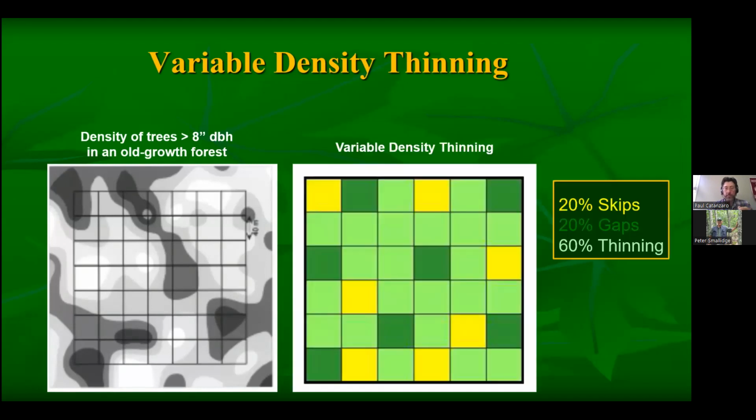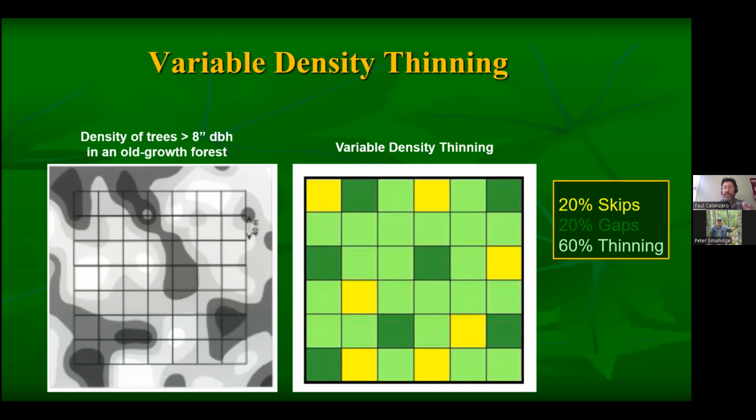If we were to use the variable density thinning approach, then what we could do is designate 20% of that area in skips, meaning patch reserves, oftentimes around areas that already have existing structure or high resource value areas like vernal pool complexes or wetlands, or areas that are culturally significant, and then regenerate 20% of that gap. So creating some patches in there that would help diversify the species, sizes, and ages within that forest, and then thinning in the matrix in between.